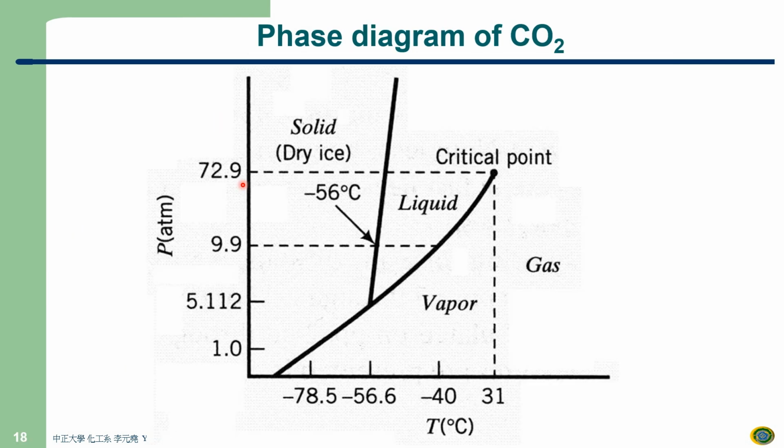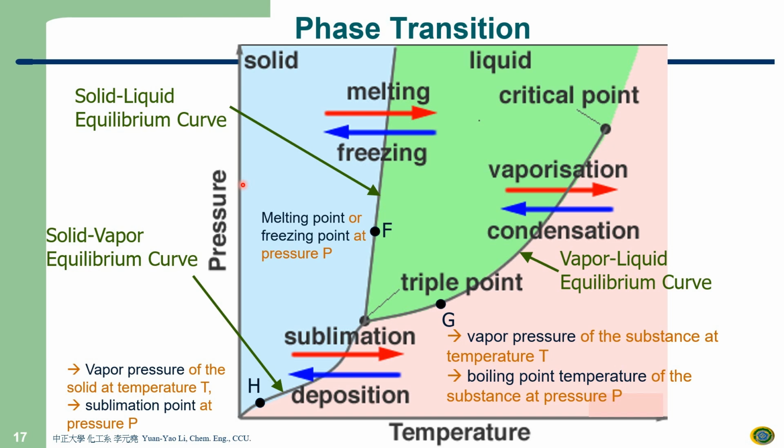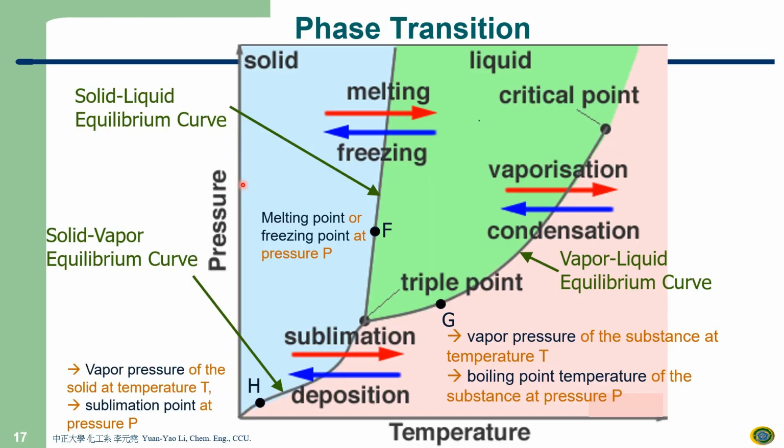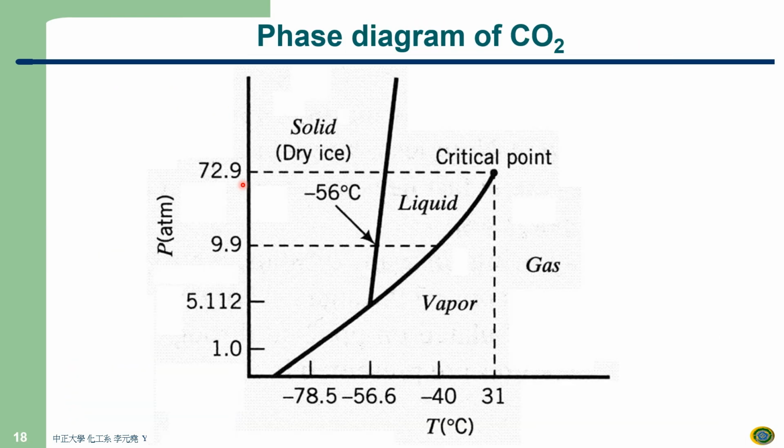So, just now, this is the case of the water. This is the case of the carbon dioxide. No, this is not the water. Okay. The phase diagram of carbon dioxide. Remember, this is the supercritical point here. The temperature is 31 Celsius. The pressure is 72.9 atm.